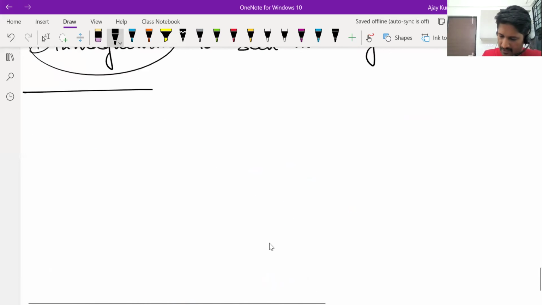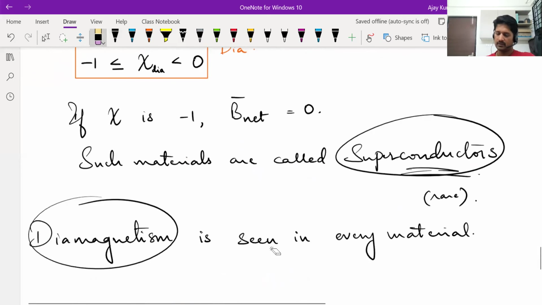The next type of magnetic materials are paramagnetic. Wait, we need to discuss one more thing also: the dependence of susceptibility on temperature. Tell me, generally, forget about magnetism, for any material, if you raise its temperature, what happens inside the material?